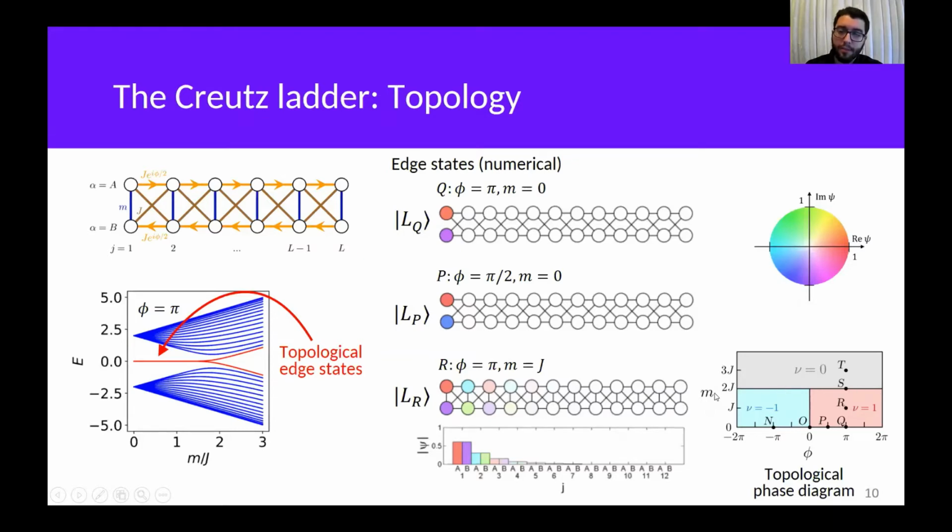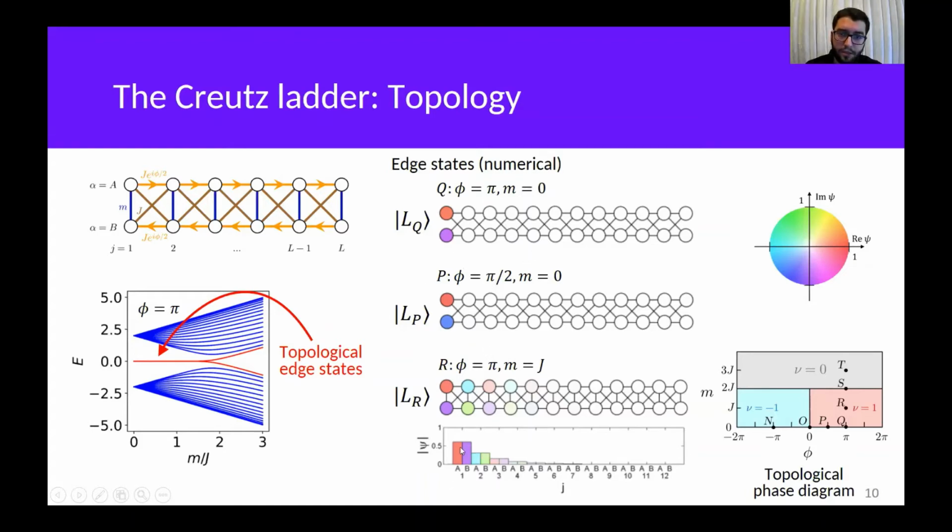And when m is greater than 2j, the system becomes trivial, and then the topological edge states, which are in the middle of the gap, go into the bulk bands, as we'd expect, right? Because of the bulk-boundary correspondence. And these are the shapes of the edge states.